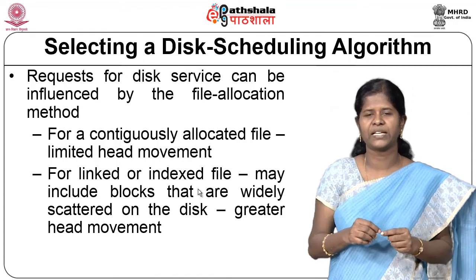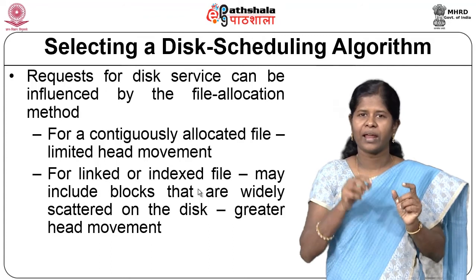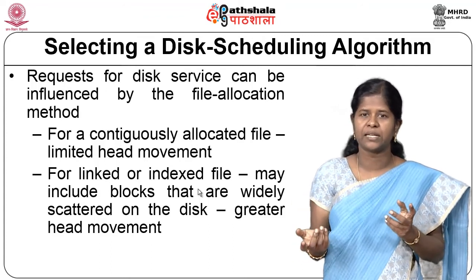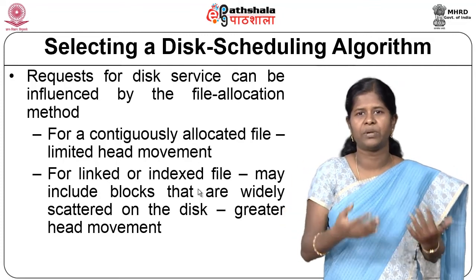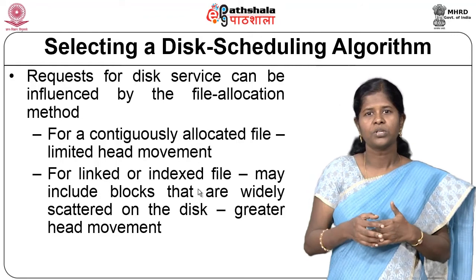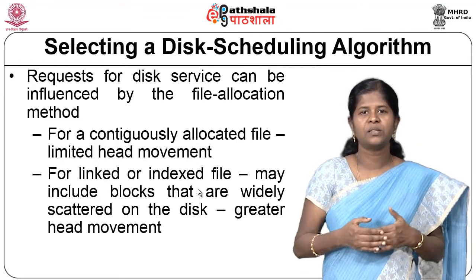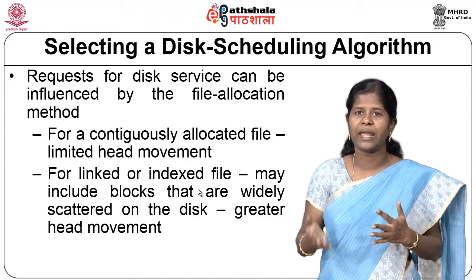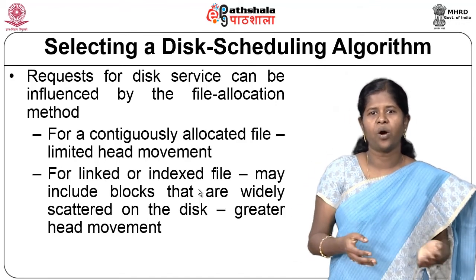In the case of linked allocation, the file will be stored in any one disk block, and from there will be a link to another disk block which can be kept in any cylinder, and from there will be a link to yet another disk block which in turn can be kept in any other cylinder, and so on. So, the disk blocks will be kept anywhere in the disk. Similarly, in indexed allocation also, the disk blocks can be kept in any place in the disk. So, they are scattered on the disk.